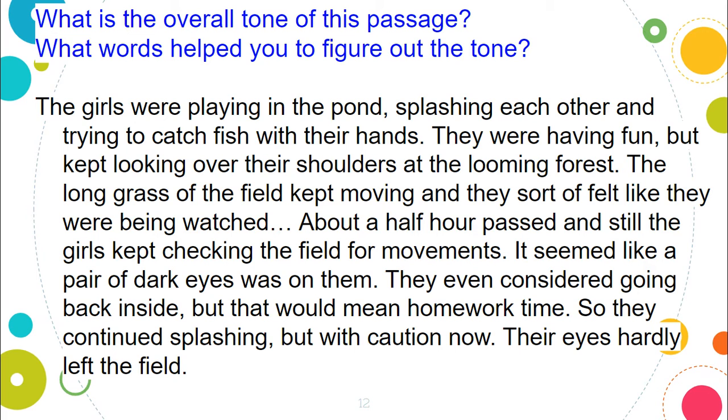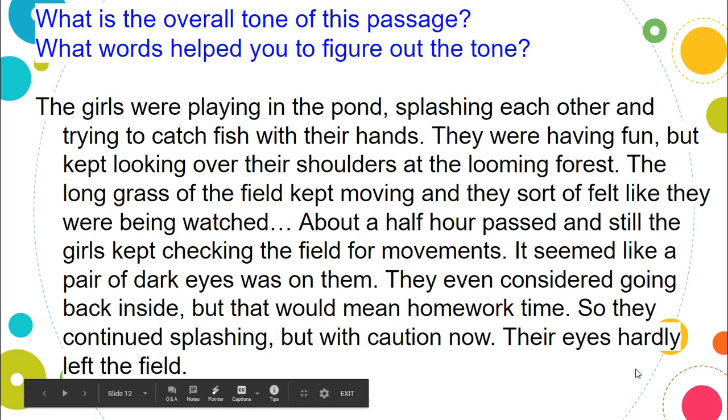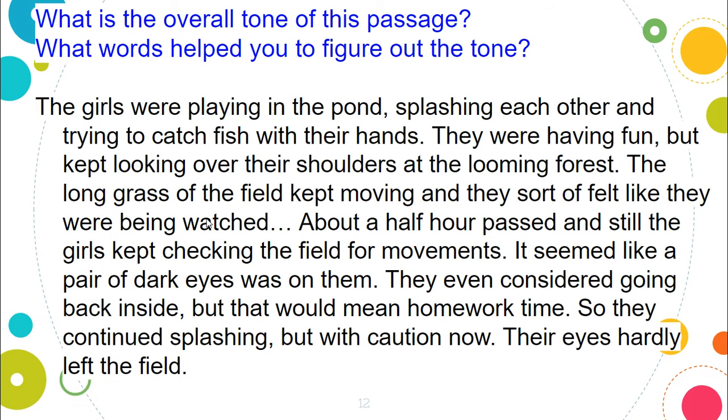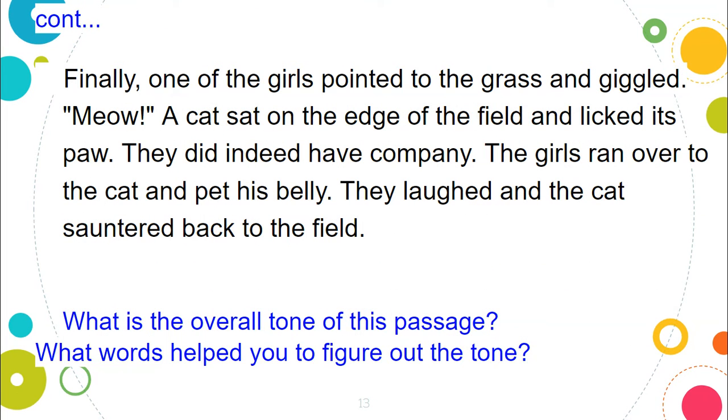So some of these tone words, dark eyes, caution, watched, looming, are all negative connotation, and so it would seem that this may be a suspenseful tone.